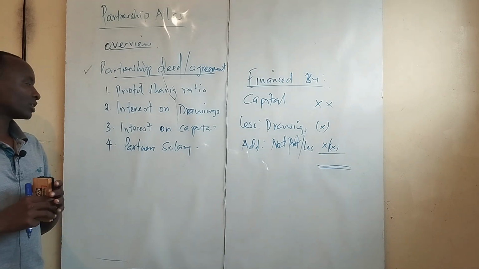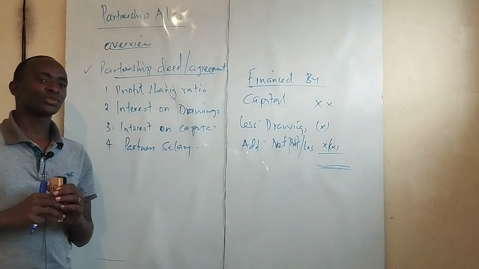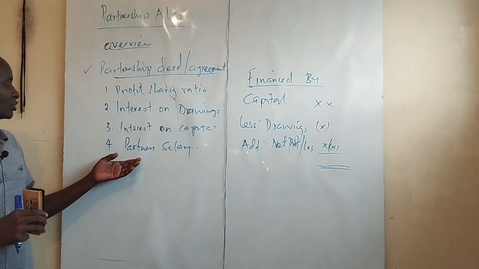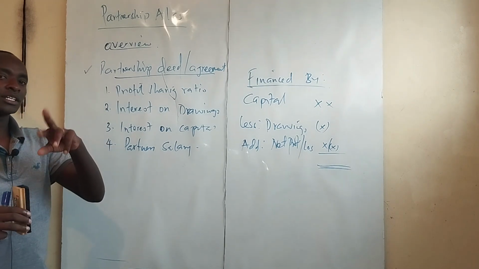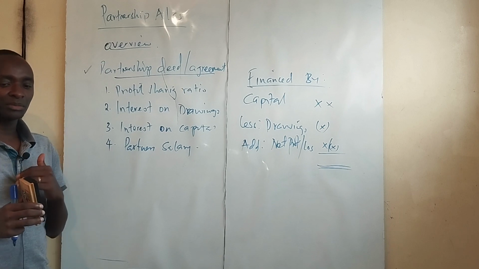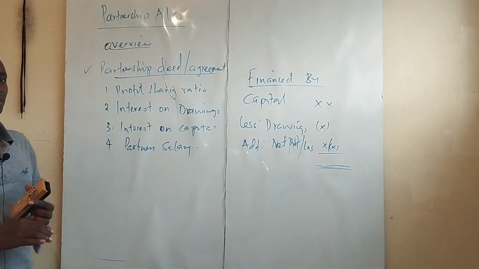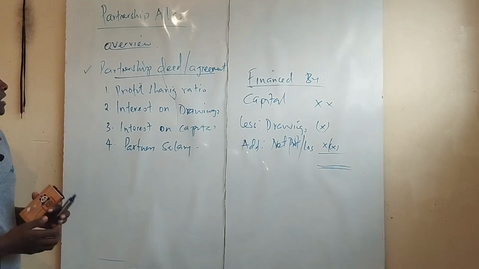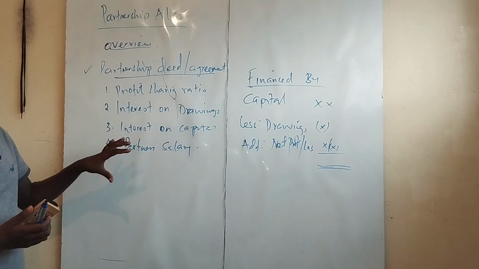So at the end of the year, the partnership business must pay this person some amount of money in the form of salaries. And this one mostly is for those active persons. If you have two partners, A and B, maybe one of them will be earning a salary because he or she is an active partner. So that one is just an overview of the partnership deed.